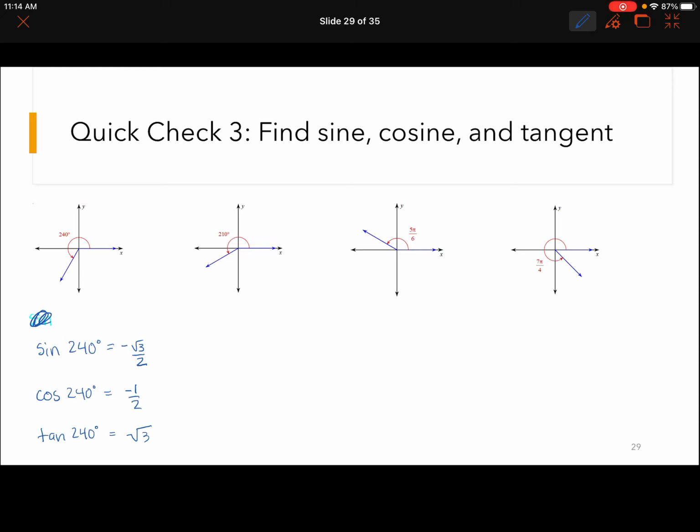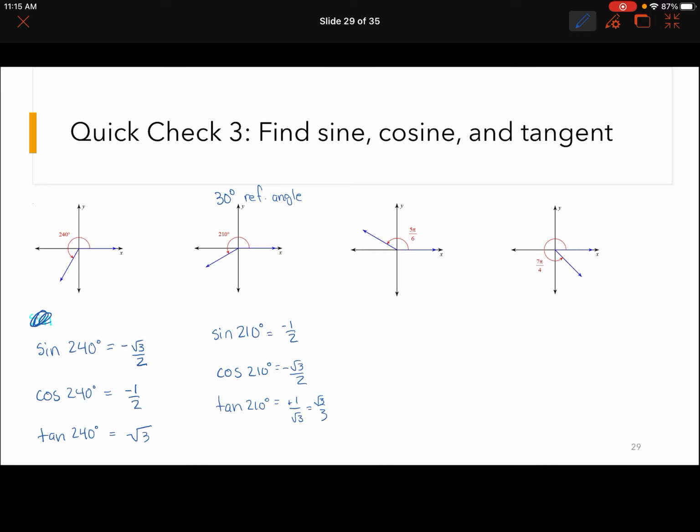For 210 degrees, we'll write the reference angle, a 30-degree reference angle, and the sine of 210 degrees is equal to negative 1/2 because it's in quadrant 3. The cosine of 210 is also negative. It's negative square root 3 over 2. And the tangent of 210 degrees is going to be positive 1 over the square root of 3, which simplifies to square root 3 over 3.